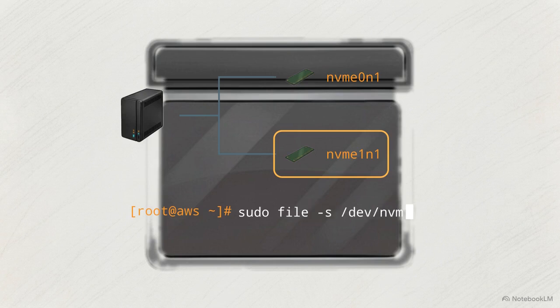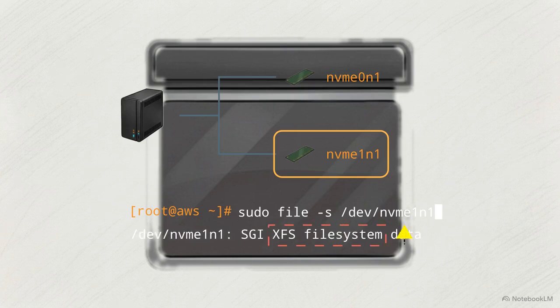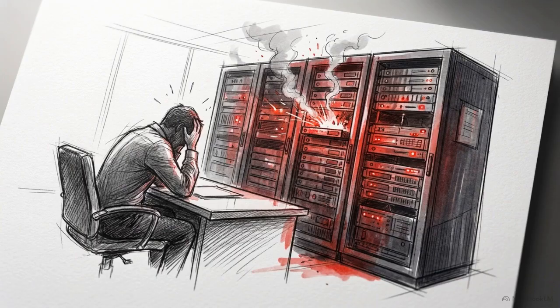Before modifying nvme1n1, we verify its state with file -s. If it returns data, it's empty. If it returns XFS file system, formatting destroys active data. Running this exact verification check is mandatory. Skipping it is the most common way engineers accidentally erase critical databases during routine migrations.